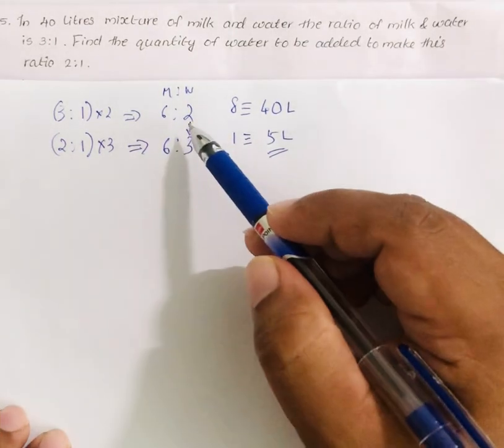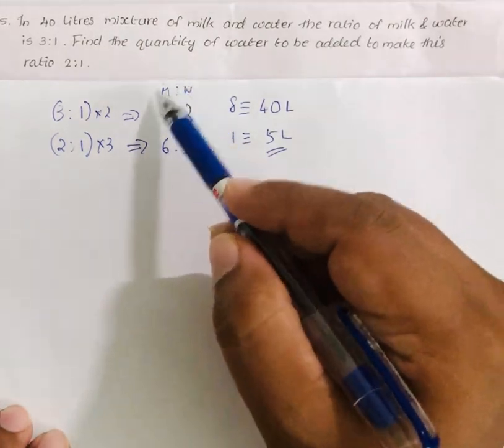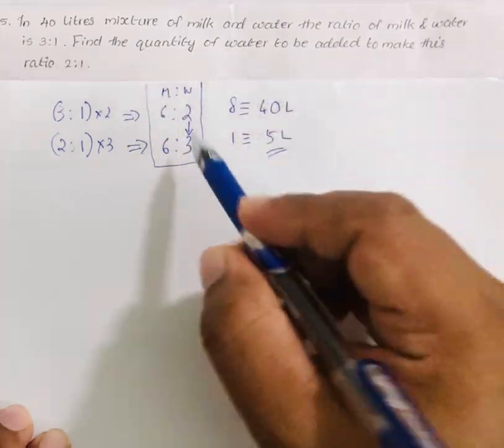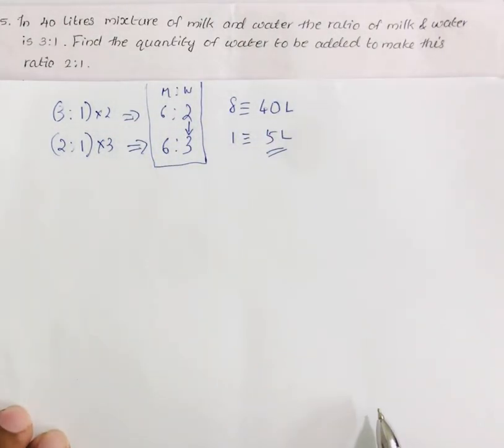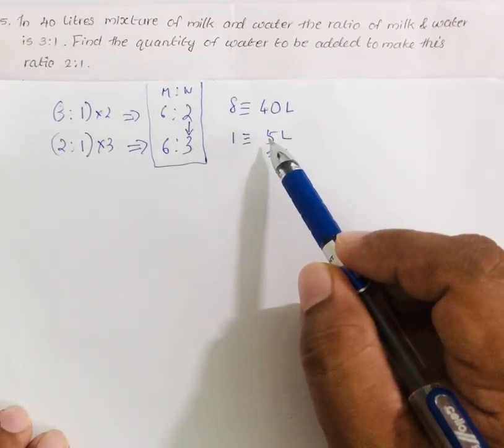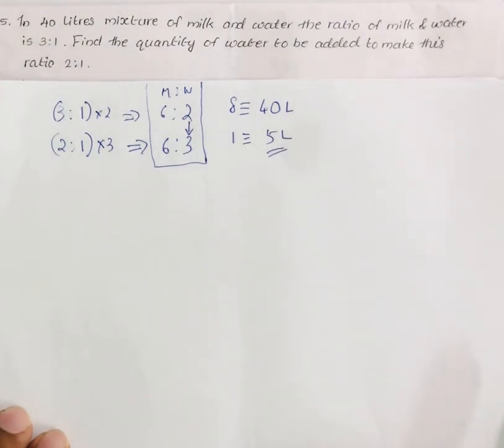And now you need to find from 2 parts to 3 parts how many parts were added. 1 part is added. And make sure one thing, once you do this, now this is your original ratio. Never look back into the previous ratio. This is your new thing and you're going to do just with this. And now 2 to 3, you need to find the value of 1. Total 6 plus 2, 8 parts is 40 liters, 1 part will be 5 liters. We'll see one more question of the same type.